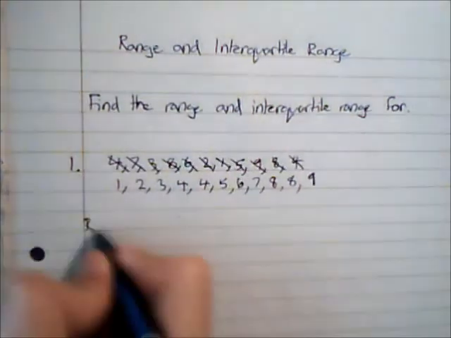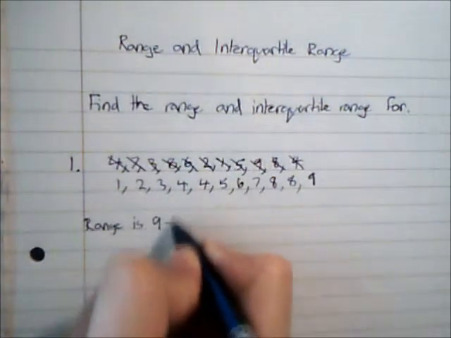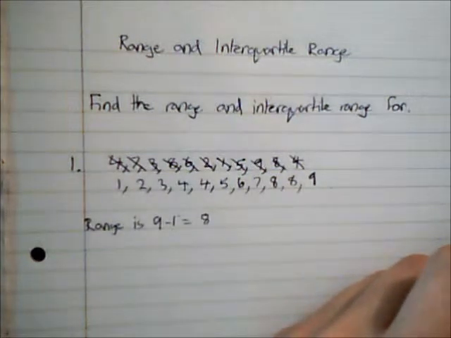So the range is simply the largest value subtract the smallest value. So for this data it gives me a range of 8.